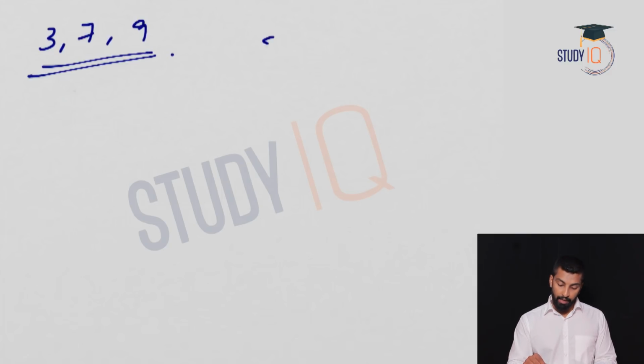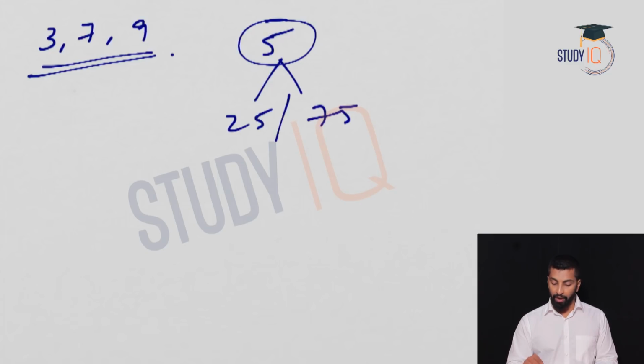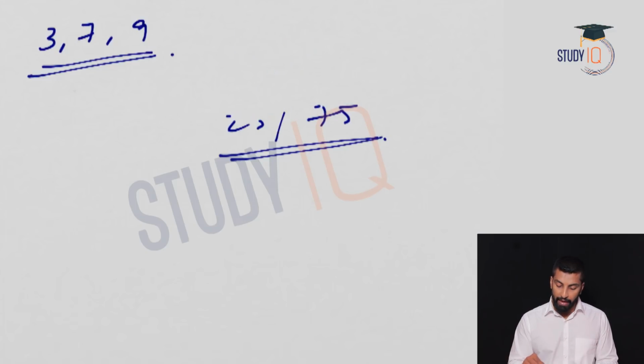Now let's look at 3, 7, 9. In odd numbers, one is 5. So for 5 there are only 2 possibilities, 25 or 75. We'll discuss this later. Now let's look at 3, 7, 9. The method is very easy.